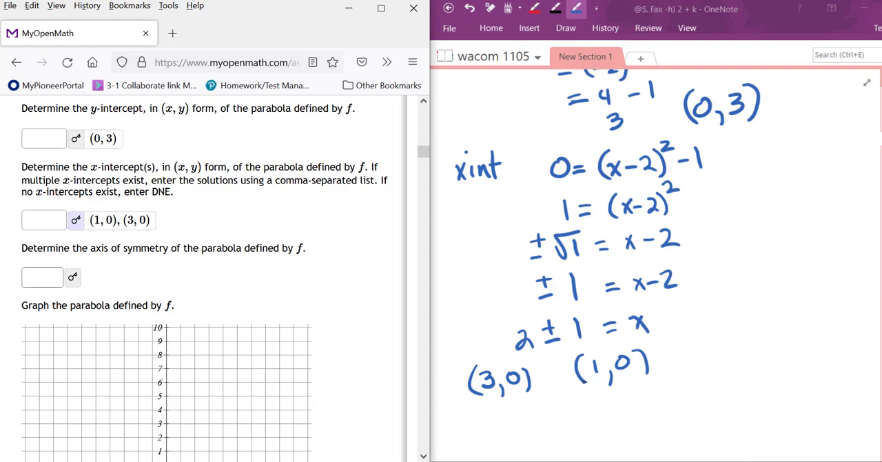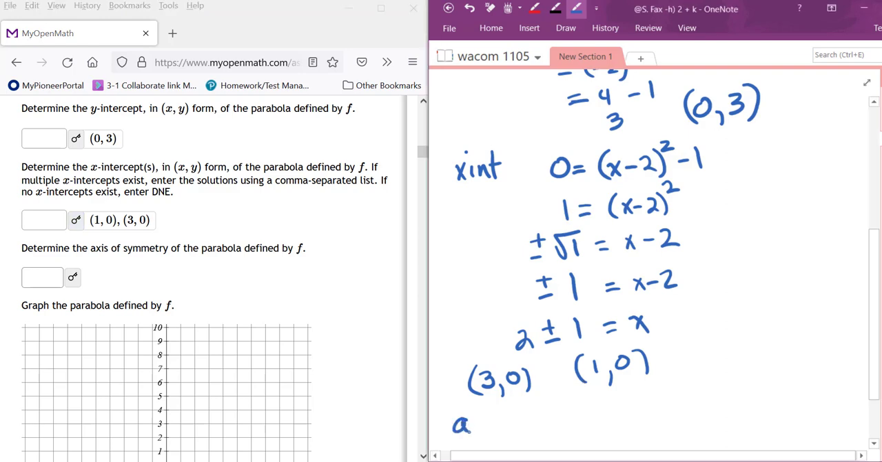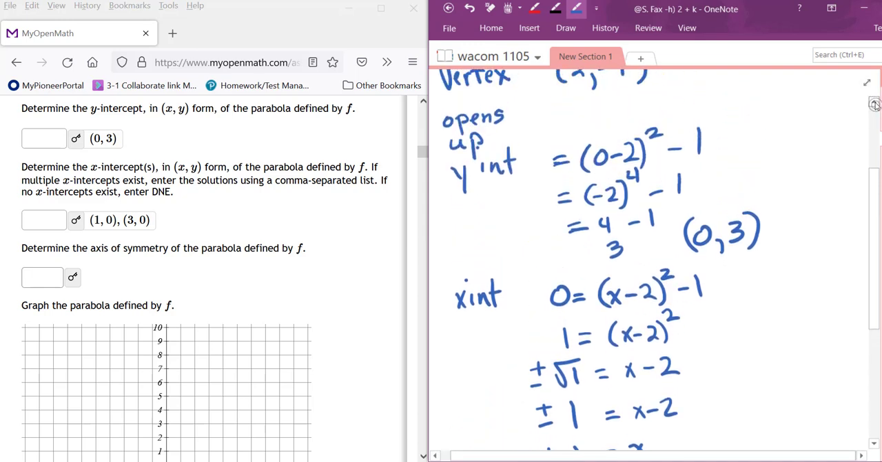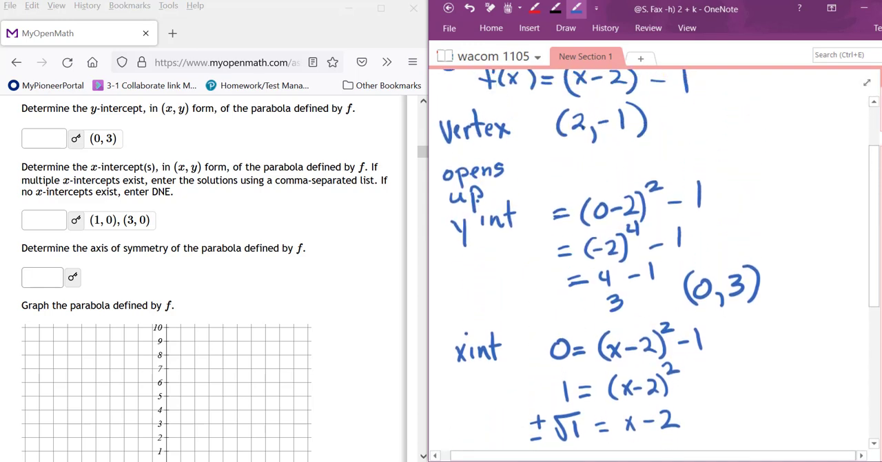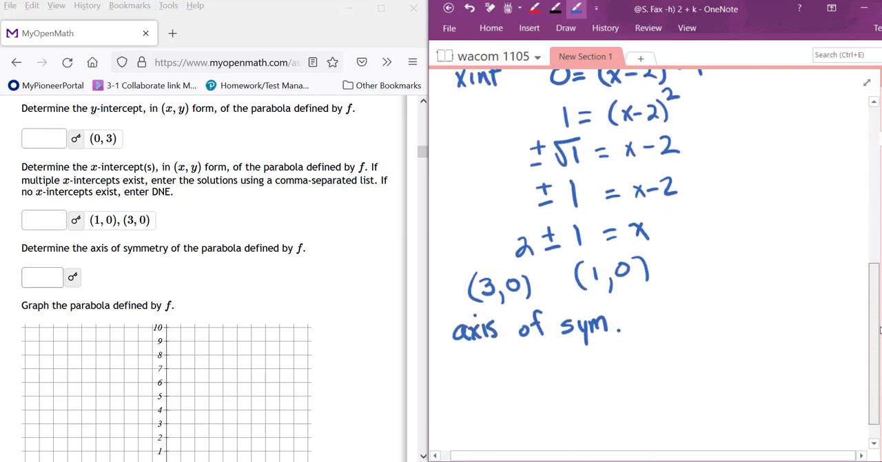And they want the axis of symmetry. This goes back to your vertex, which we said is 2, -1. It's the x-coordinate of the vertex. So it is x equals 2.